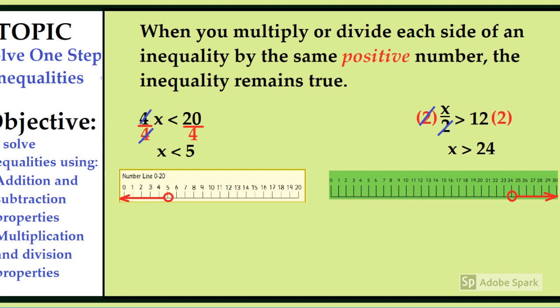We're going to locate 24 on the number line with an open dot, and the number line will go to the right because the inequality symbol points to the right. All the numbers to the right of 24 are bigger, and those are the values of x.